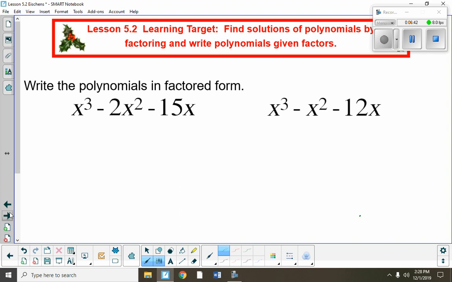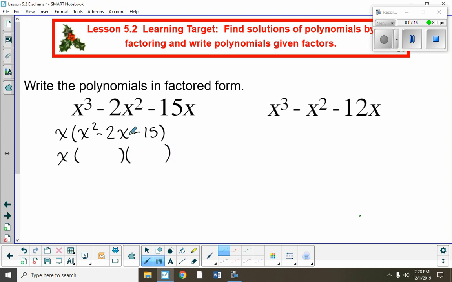All right, this next problem says write the polynomials in factored form. So first thing we always want to do when we're factoring is look for the greatest common factor, if there is a greatest common factor that we can factor out. And here we have an x in each that we can factor out. So that would leave us with x squared minus 2x. We're taking an x out of each. When I say taking it out, I mean we're dividing it out. And then minus 15. And when we're factoring, we factor until we can't factor anymore.